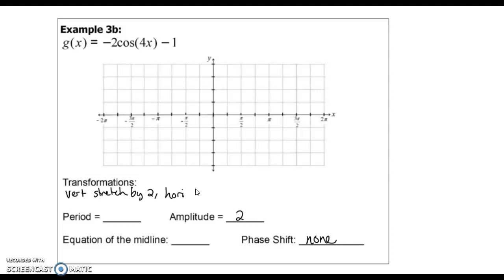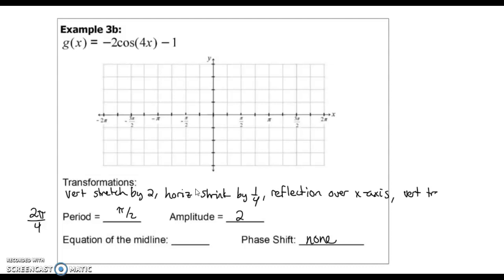We had a horizontal shrink by 1/4, and that's going to change my period. I take 2 pi divided by 4, so now my period is every pi over 2. I had a reflection over the x-axis. Since it's cosine, that's going to change where it begins. And the equation of the midline moved because it was a vertical translation down 1, so the equation of the midline is y equals -1. Then if our period is pi over 2, divided by 4 gives critical points every pi over 8.